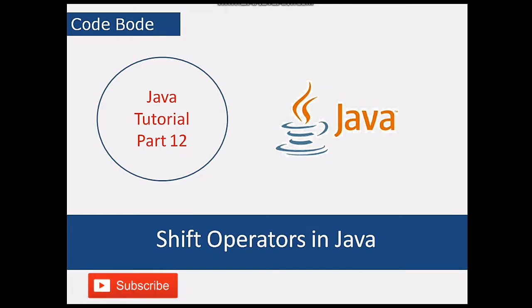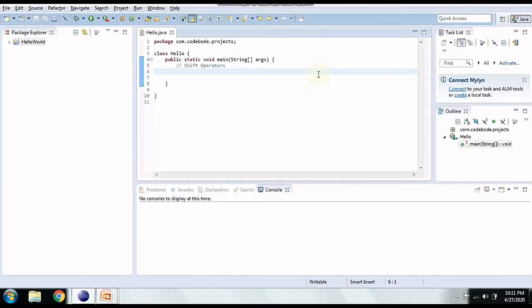In the last video we saw unary and arithmetic operators. Now in this video let's see the next set of operators, that is shift operators. So here is our Eclipse IDE. And after unary and arithmetic, next preference is taken by shift operators.